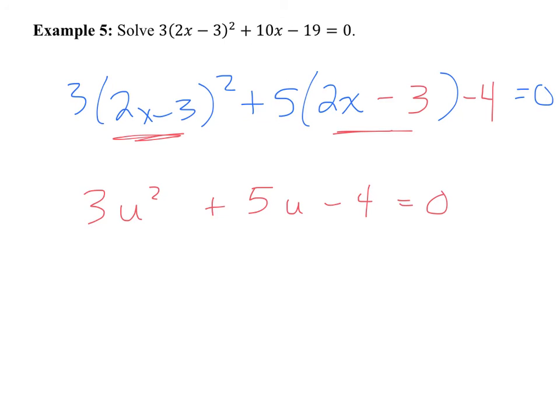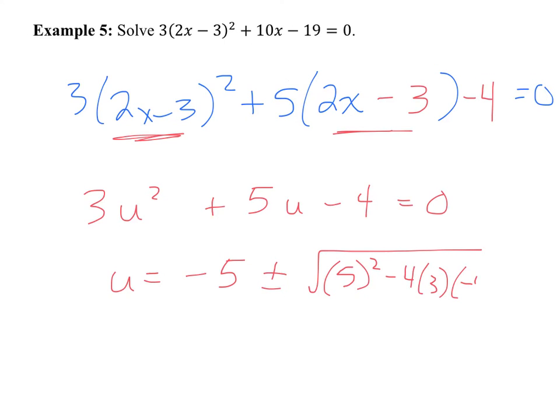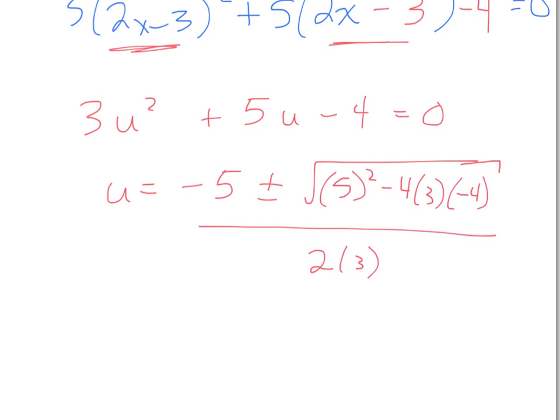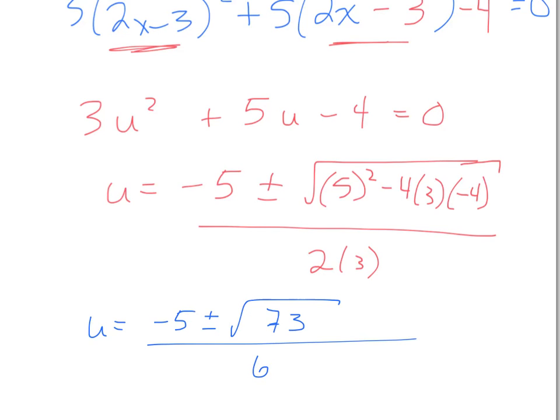Okay, if I use the quadratic formula, it's always x equals negative b, but we have a u here. So u equals negative b plus or minus the square root of b squared minus 4ac all over 2a. If I continue down, I'm going to get u equals -5 plus or minus square root of 73, all over 6.